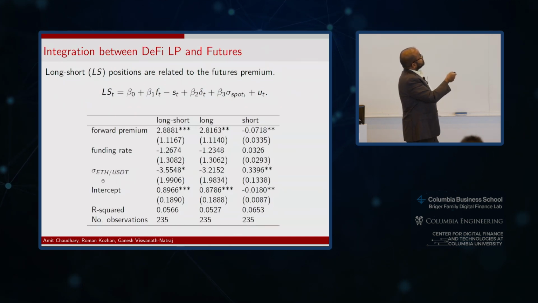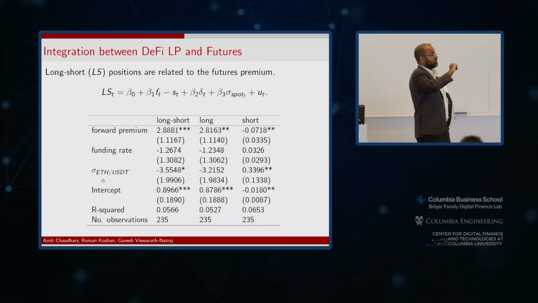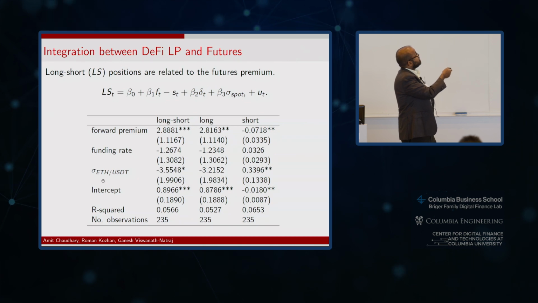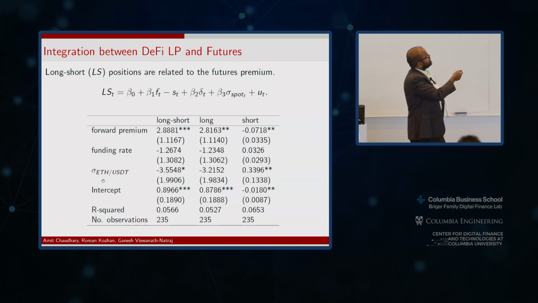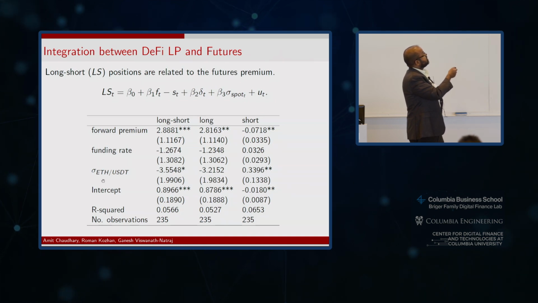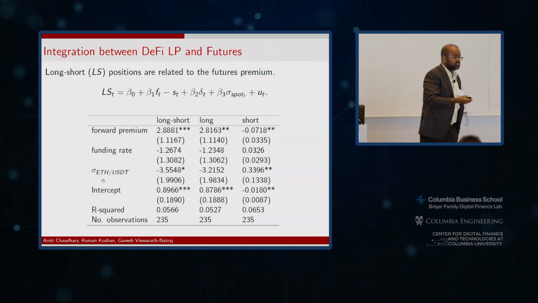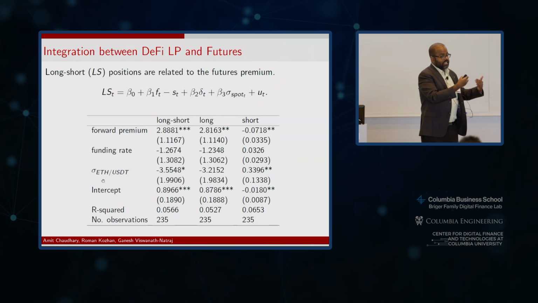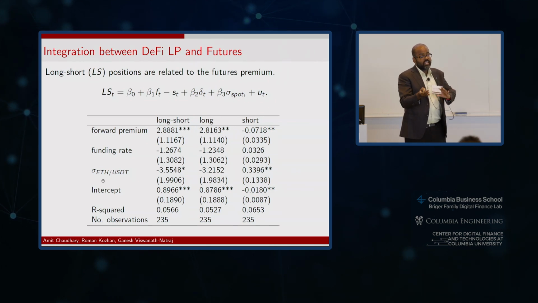So what we can show here is some evidence of integration between the markets. Here we define the long-short position as the net of long and short positions, and that correlates positively with our futures premium. And if we separate it into long and short positions, long positions are positively related to the futures premium, and short positions are negatively related to the futures premium. Okay, so that's evidence that these long and short leverage traders are in line with long and short trading in the futures market.